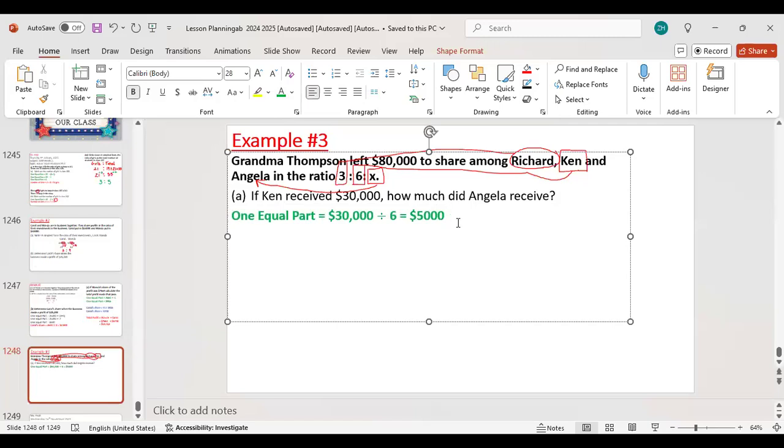Okay, so 1 equal part is 5,000. We already know what Ken is. We need to figure out whose equal part? Richard. We're going to find Richard's equal part, add them together, and then subtract that from 80,000, and that's how we're going to find that answer.